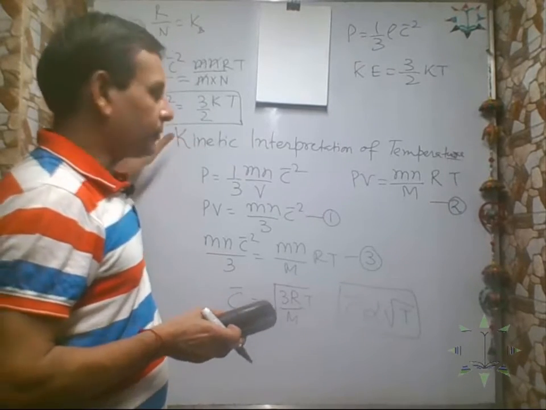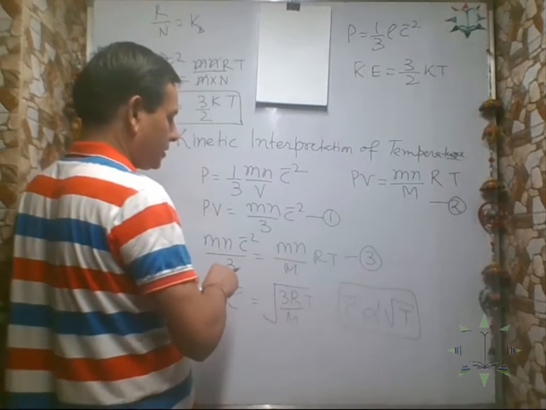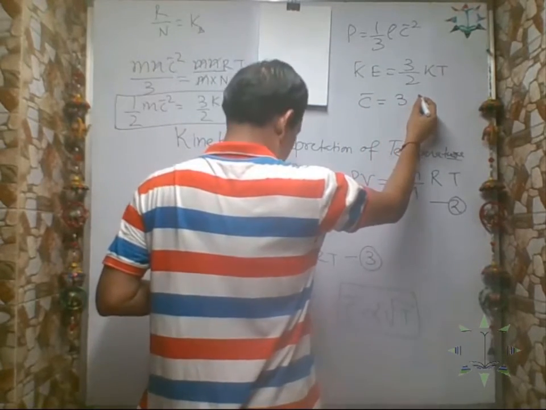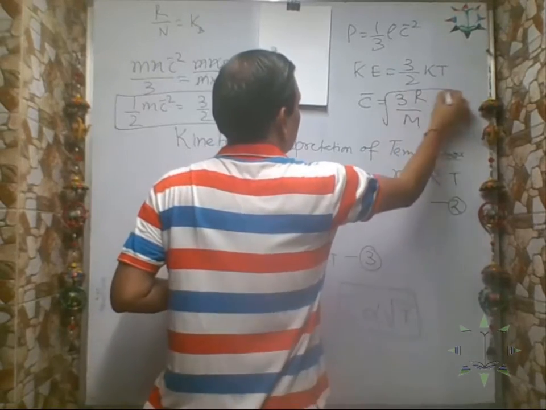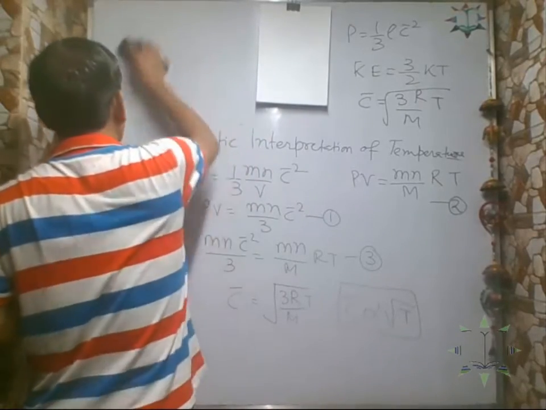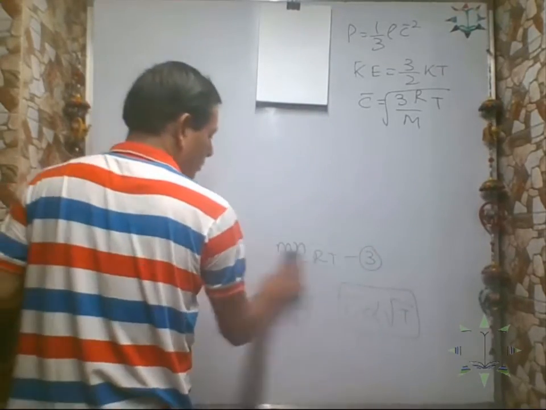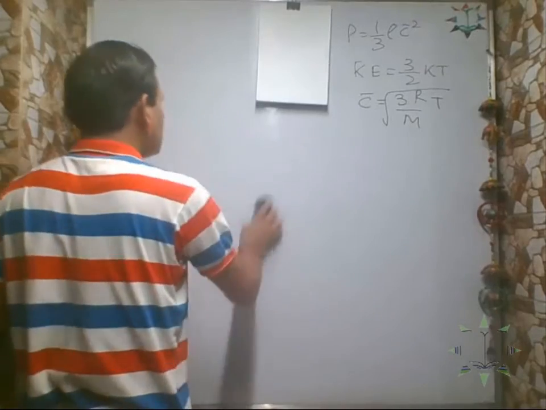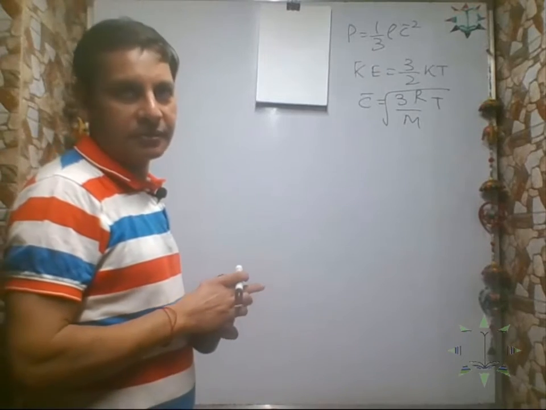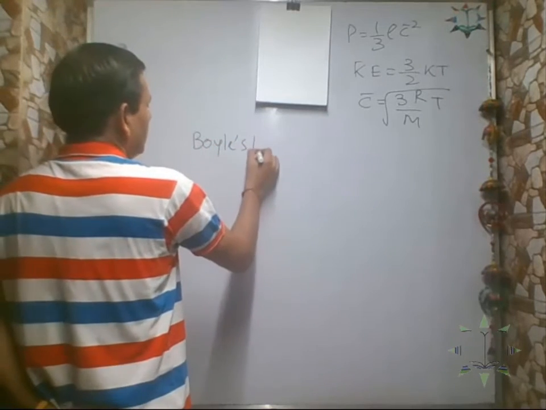molecule vanishes. Correct. So now we got a very important equation, that C bar is root of 3RT by M. So C bar is root of 3R by M into T. Correct. So can we have our gas laws like Boyle's law, Charles' law, Avogadro's law, Graham's law, Dalton's law? All these laws can be derived from this kinetic theory of gas. Let us see Boyle's law. What is Boyle's law?